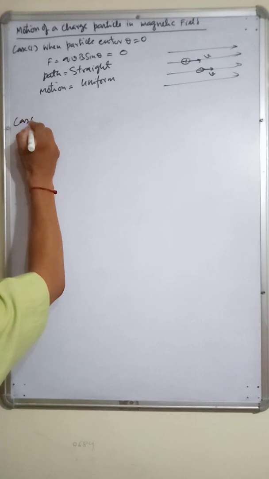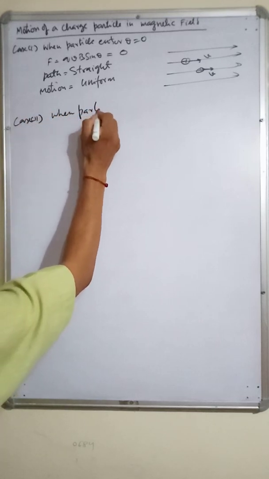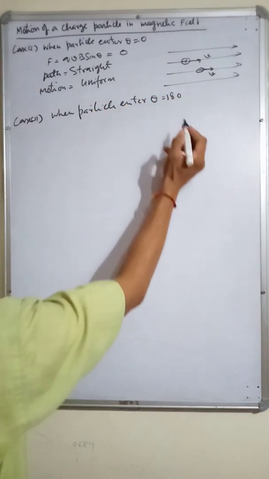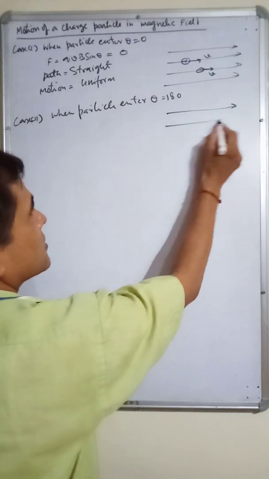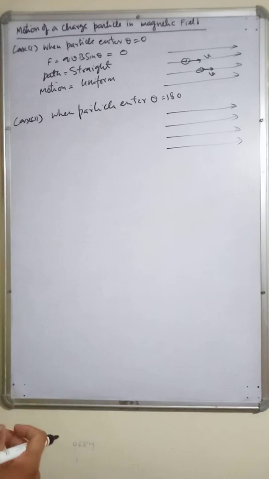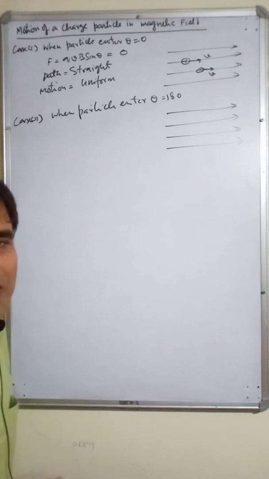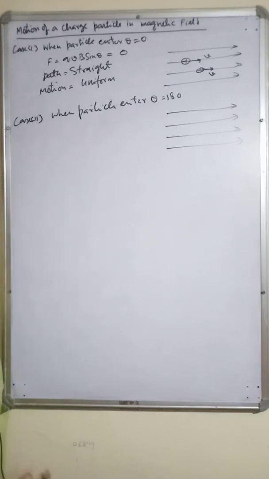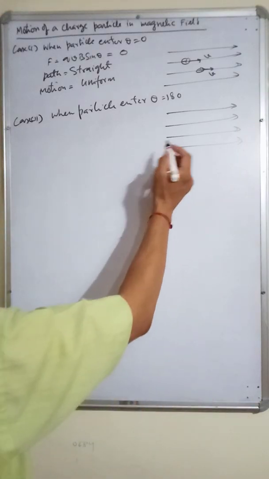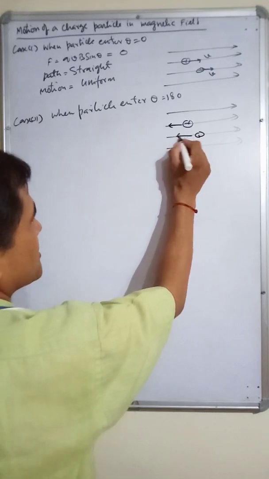Now what is case second? When the particle enters at theta equal to 180 degrees. So what happens at 180 degrees? This is a uniform magnetic field, represented by equidistant lines. Uniform magnetic field means at each and every point the magnetic field is the same in magnitude and direction. If it is 2 Tesla east at one point, it remains the same at every point. Suppose this is a positive charge moving in this direction, or a negative charge moving in the same direction.